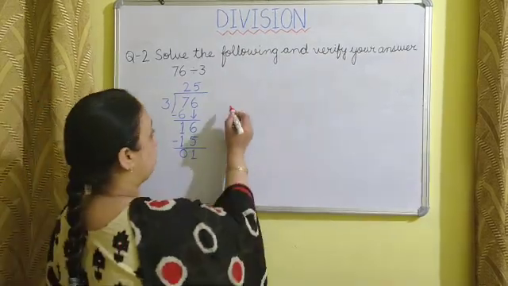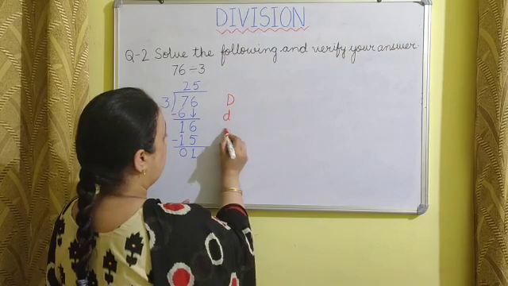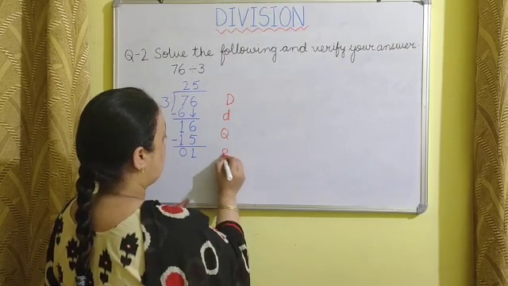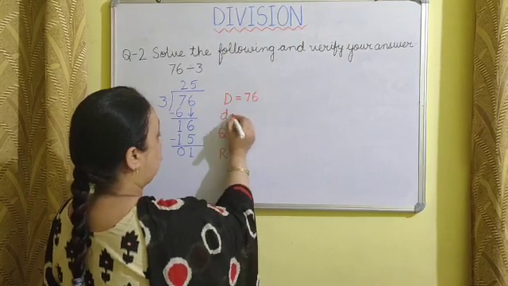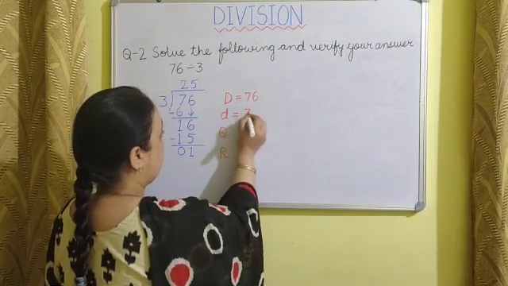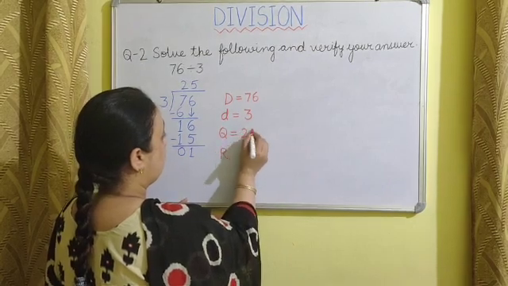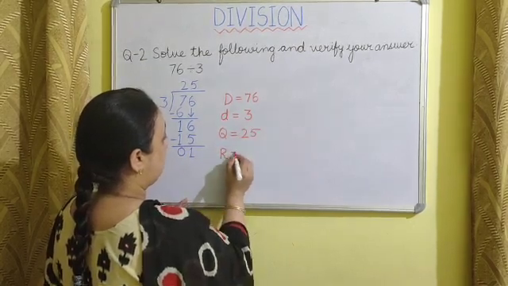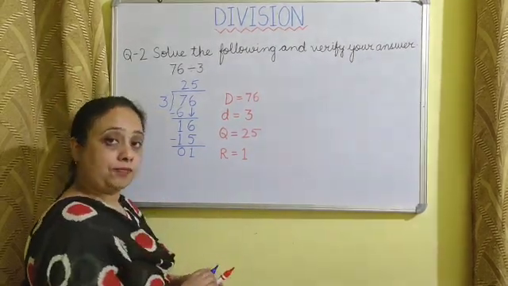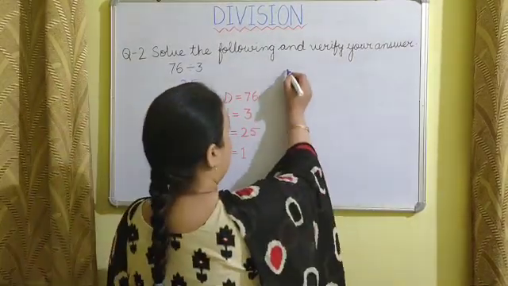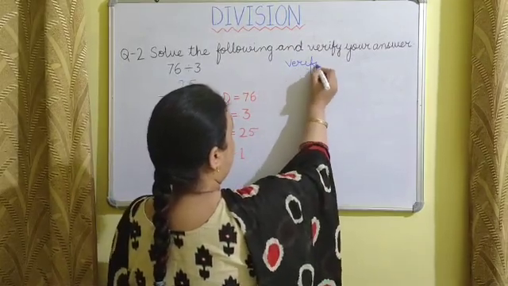Now before verifying, we should know capital D, small d, Q and R. What is capital D? That is the dividend, which is 76 here. Small d, which is the divisor, is 3 here. Q, which is the quotient, is 25 here. And R, which is the remainder, is 1 here. Now the formula for our verification is, we will do verification here.